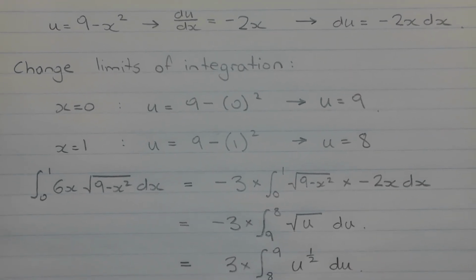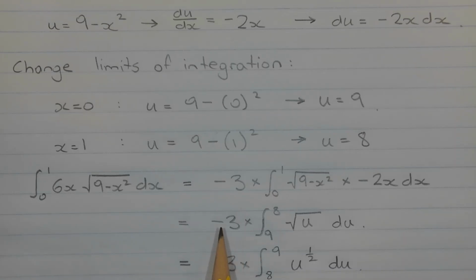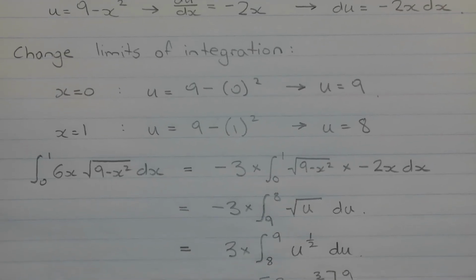So using the substitution, the integral becomes negative 3 times the integral of the square root of u du from u equals 9 to u equals 8. Now this appears counterintuitive. The lower limit seems to be higher than the upper limit. Now we can reverse that by multiplying the entire integral by negative 1.